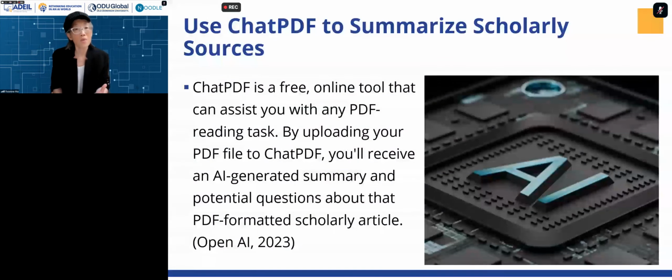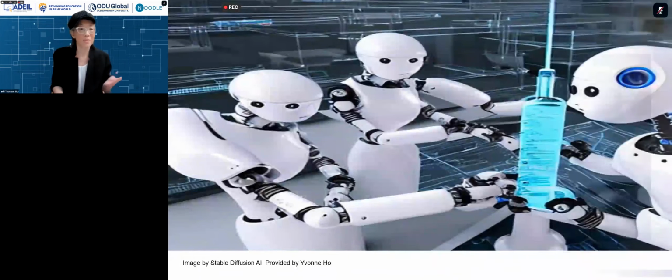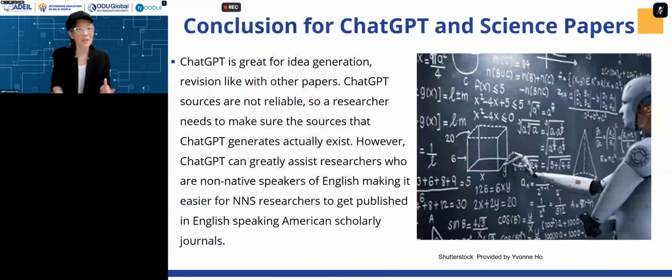And if you want, ChatGPTF is a free online tool that, if you upload a PDF of a research paper, will summarize that research paper for you. So that's a great way to summarize your sources for your annotated bibliography in your research. Now, the old-fashioned way is to simply read the article. And so ChatGPT is great for idea generation, revision. Since ChatGPT sources are not reliable, a researcher needs to make sure that the sources exist.